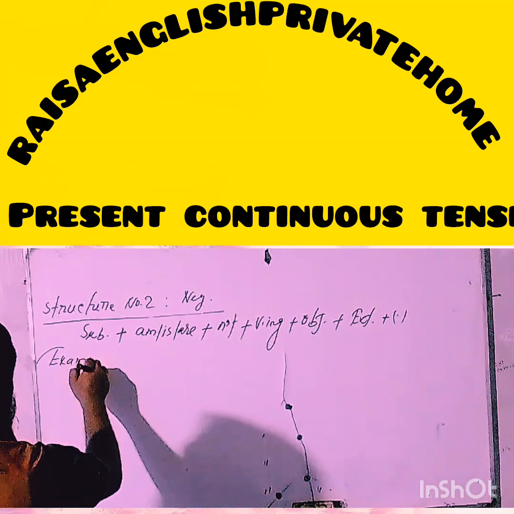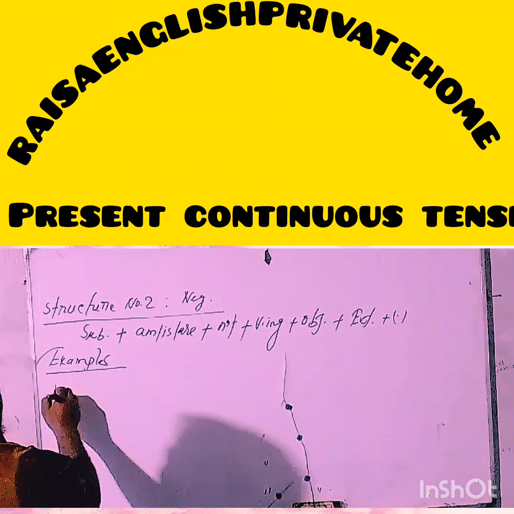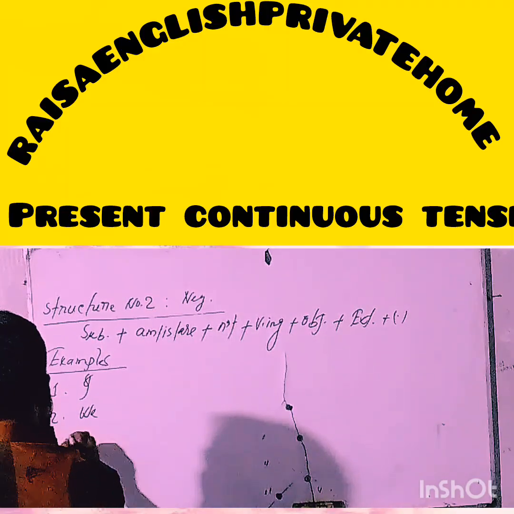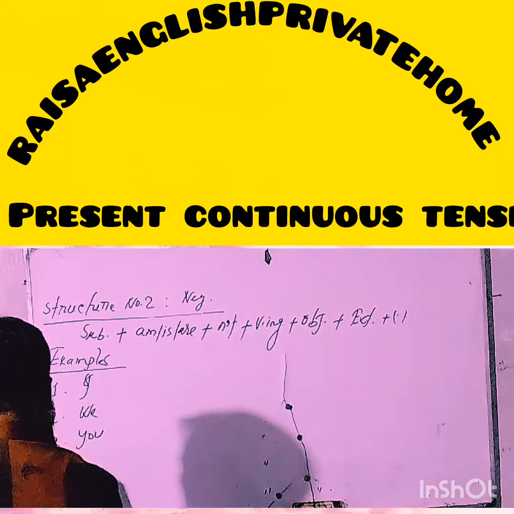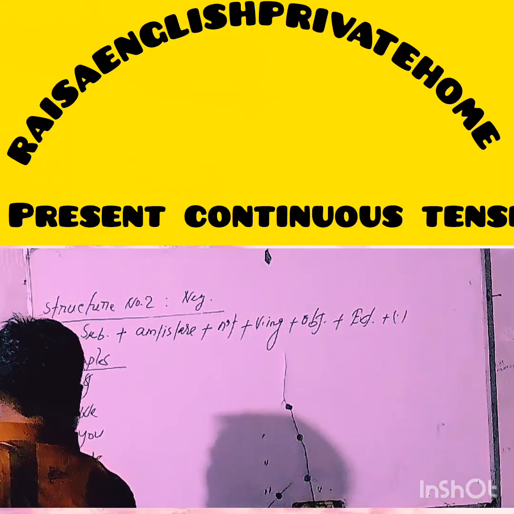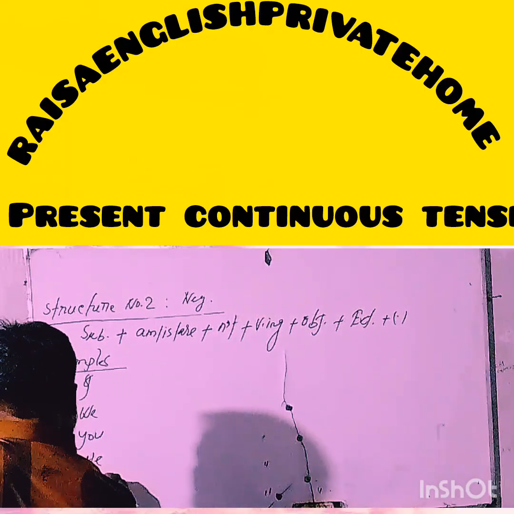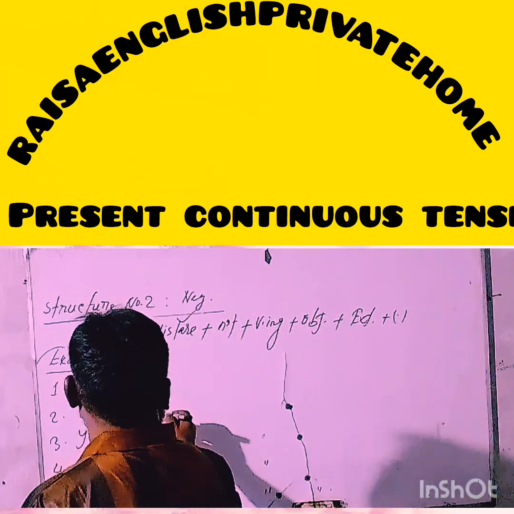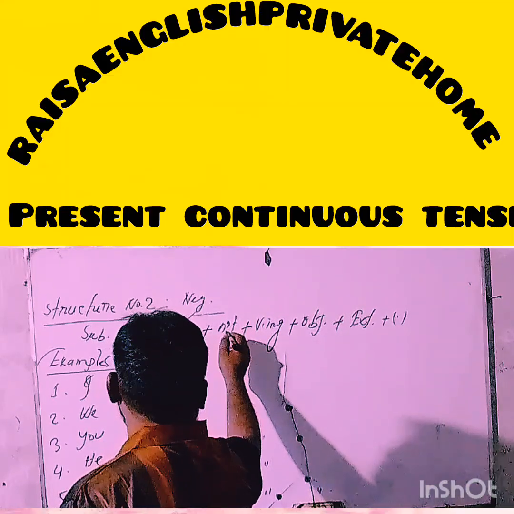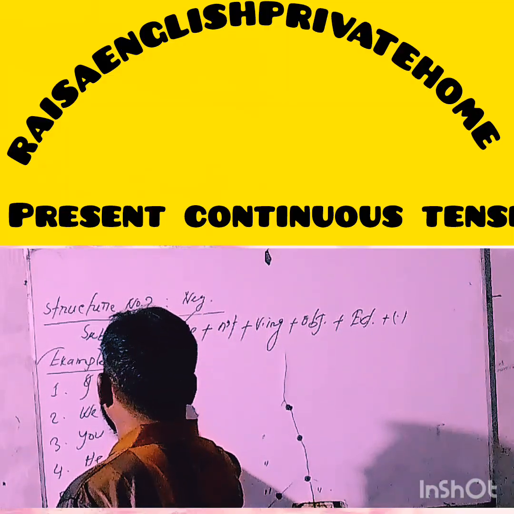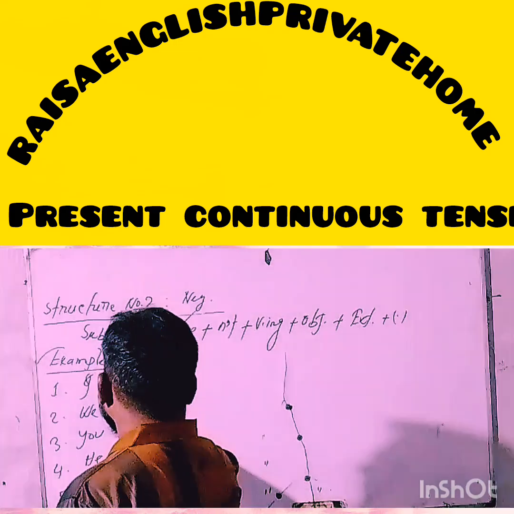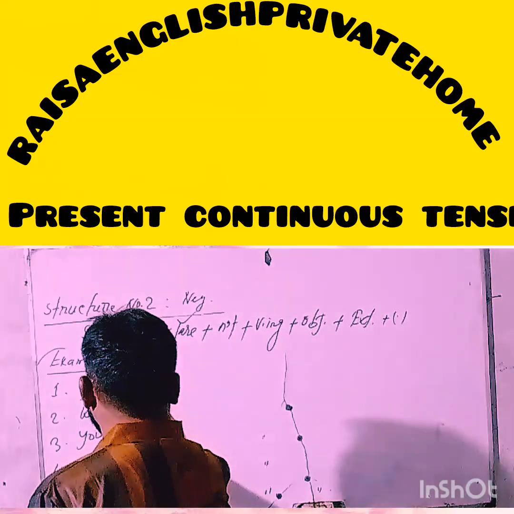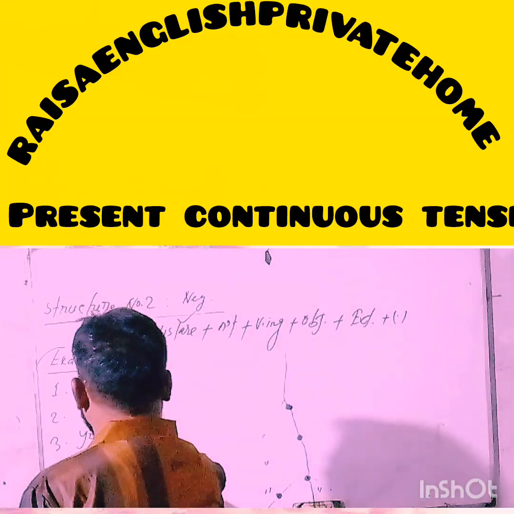Now I'm trying to show you some examples. Number one, subject I, next we, next you, fourth he, number five they. Then am, is, are. Of course, you will have to mind that, my dear learners, you'll have to add not with am, is, are. But when you add not with are, you will have to use this form, aren't. Okay, my dear learners, I hope that you have understood clearly.